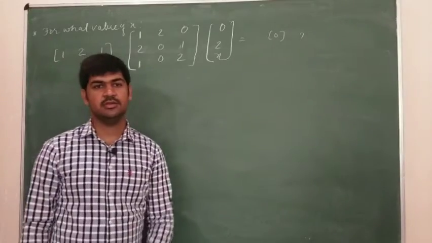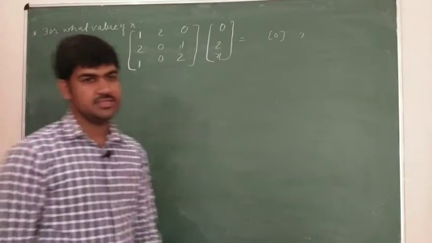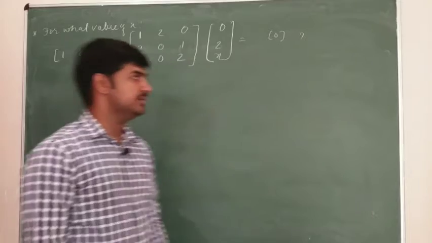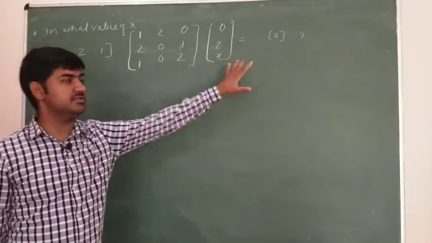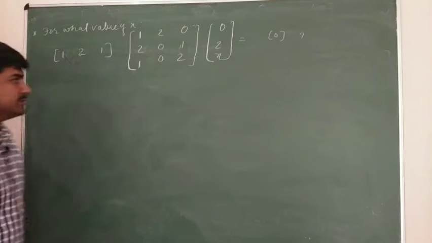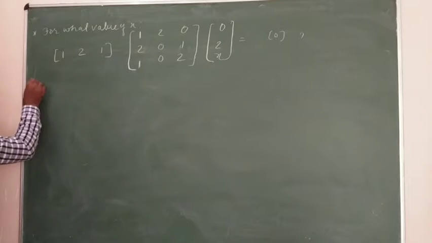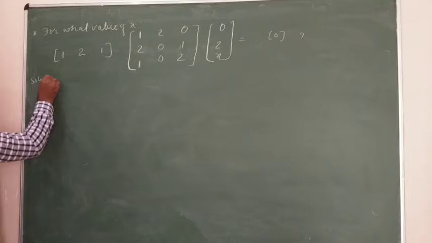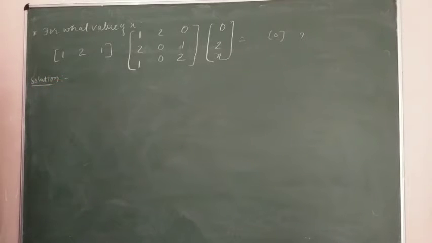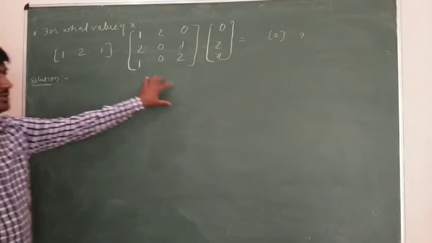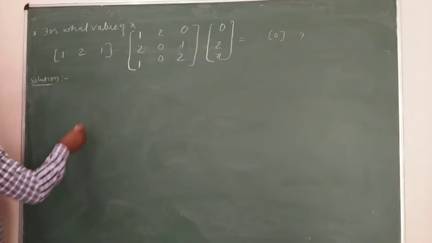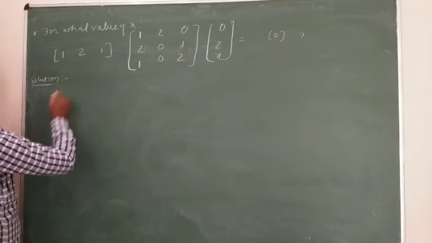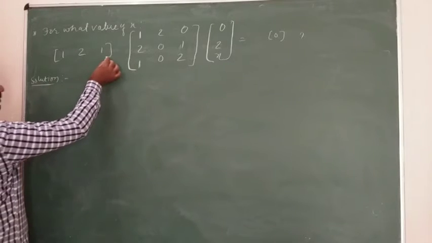Dear students, the next example that I am taking, the next miscellaneous example is, for what value of x the product of these three matrices is equal to a zero matrix. Okay, so to solve this, here I am writing the solution. Solution: students, we have to find the product of these three matrices and put it equal to the zero matrix.